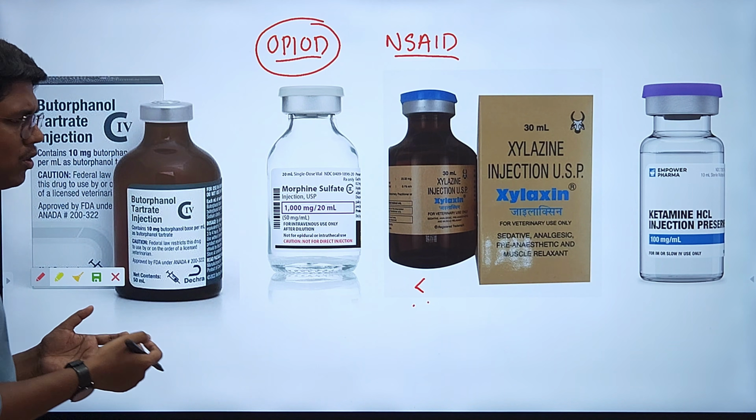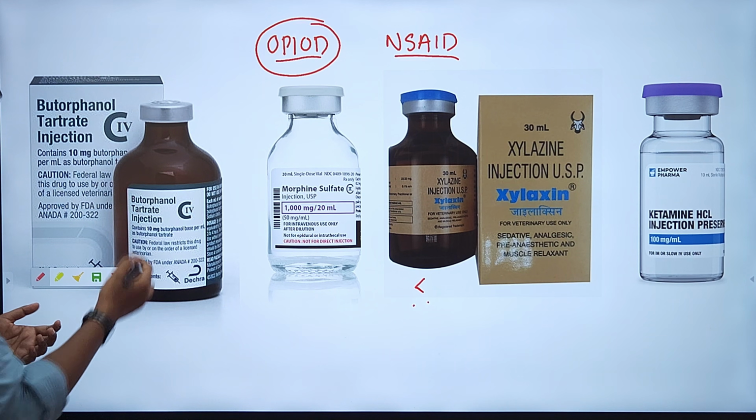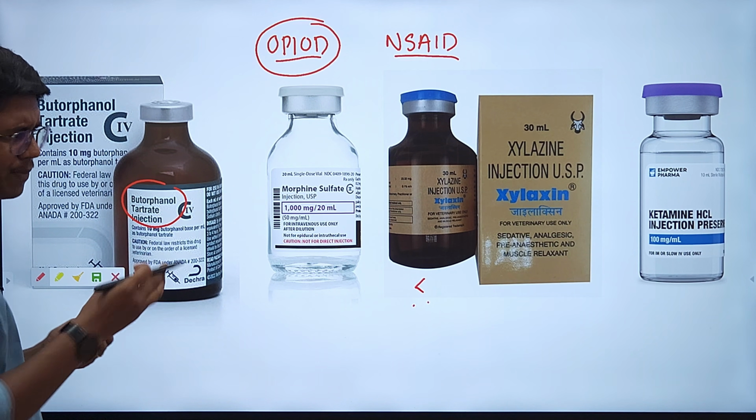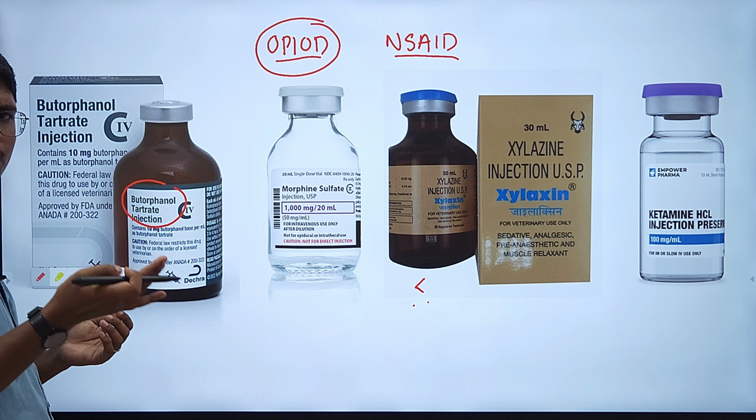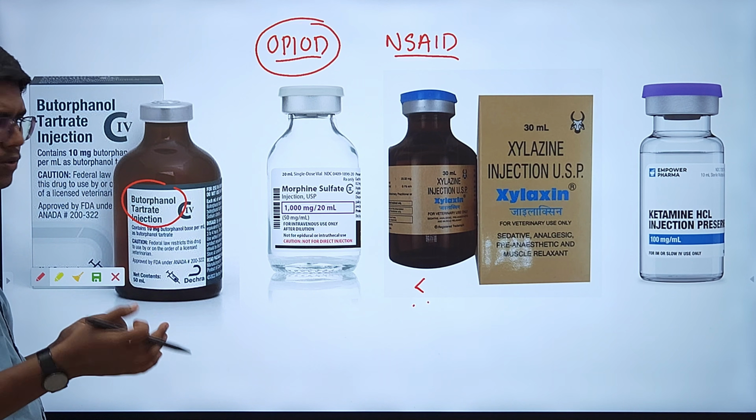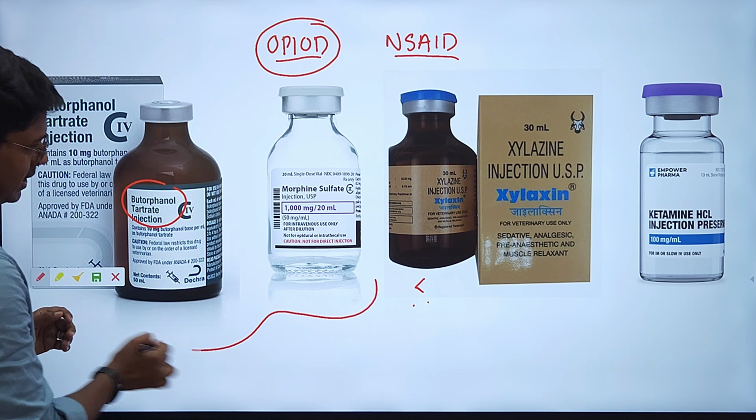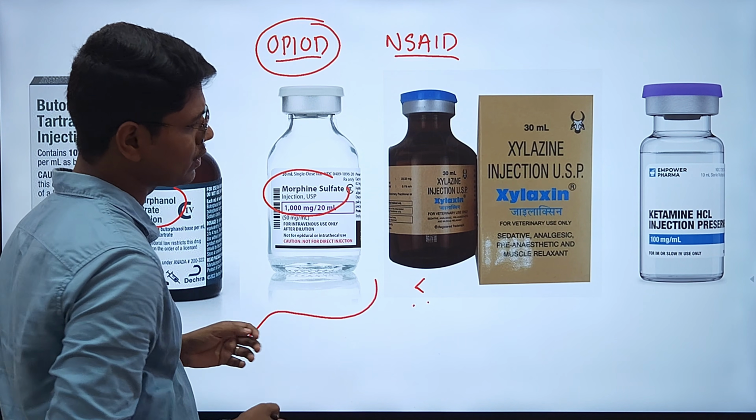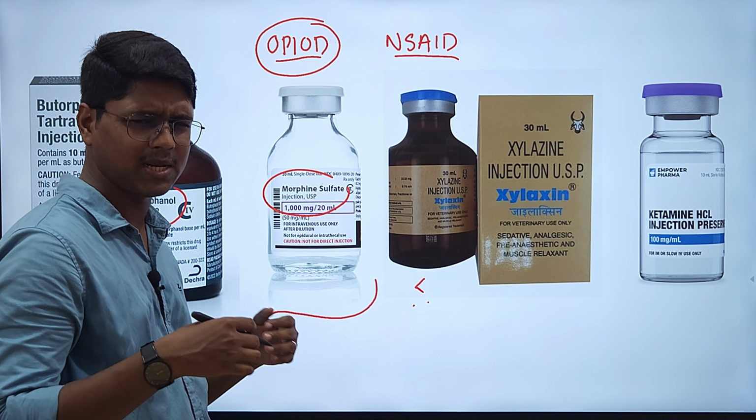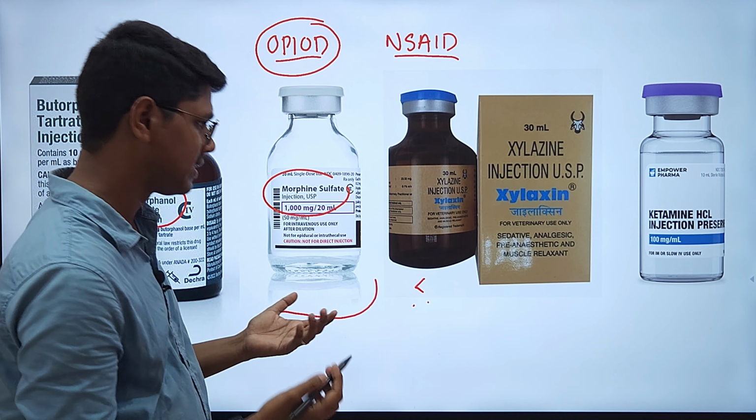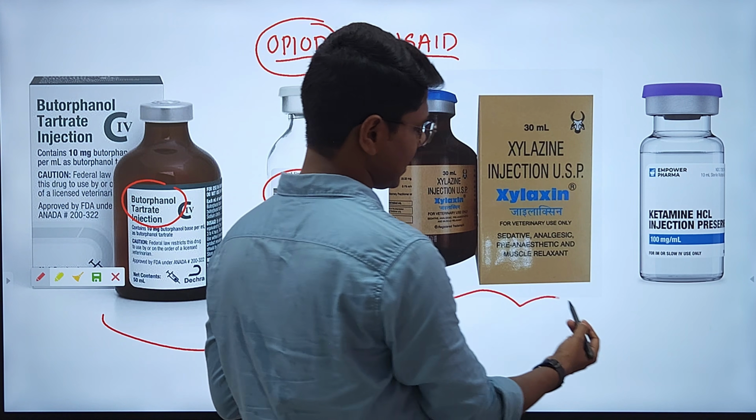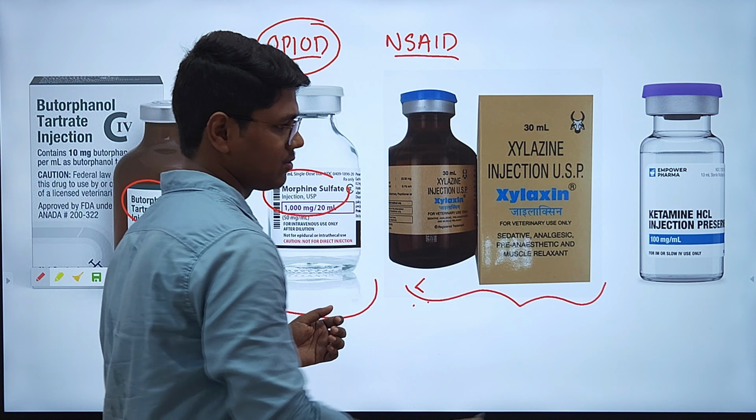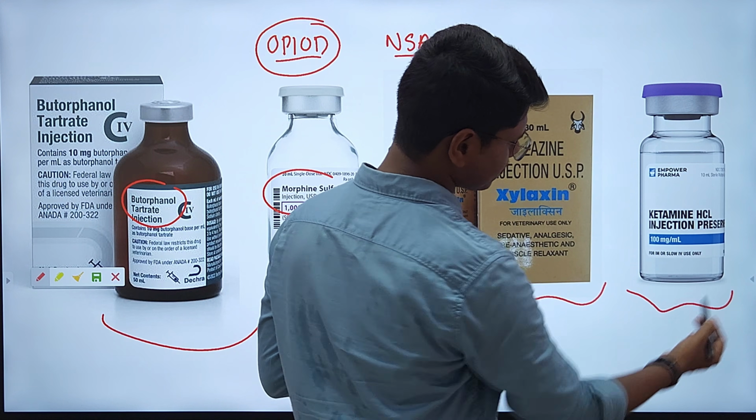There are also other medications. These are opioids: butorphanol, buprenorphine, morphine, hydromorphone. Those are basically opioids. This is morphine sulfate. Also, you can sedate the patient if the animal is in very much pain. You can sedate the patient with xylazine. You know that xylazine is a very good analgesic, and you can combine it with ketamine.